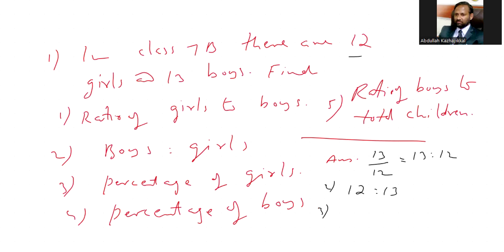Percentage of girls. All of you please listen here. Percentage of girls means out of total. Total children, how much? Total is equal to 25 children. So percentage of girls, girls how many? 12 girls and 13 boys. 12 by 25 into 100%. We can cut, 4 25s are 100. Then 12 into 4 is 48. So 48%. Are you following or not? We got 48% girls.